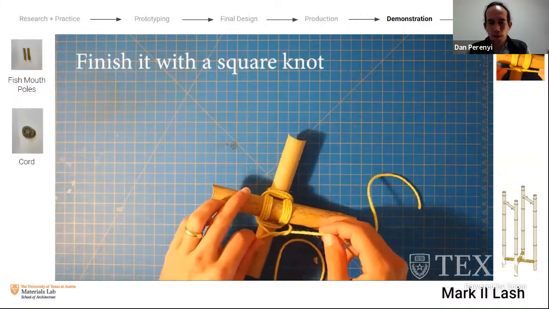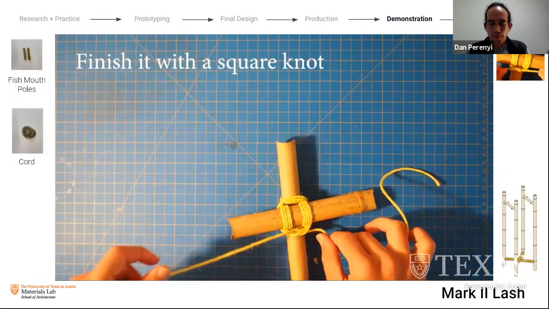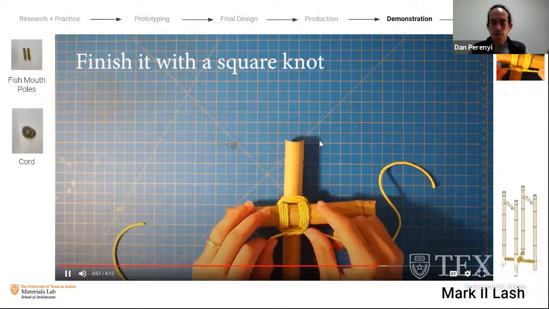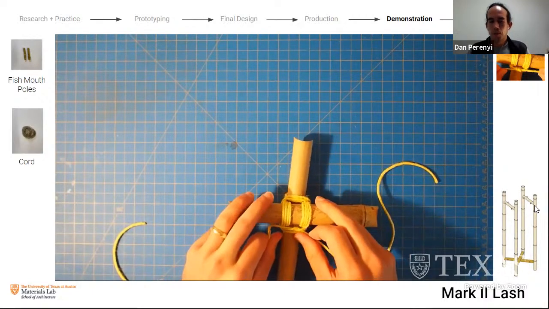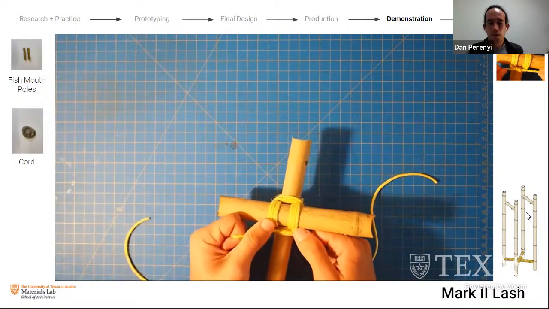So at this point, we're just tying the square knot. And if you're someone who knows a lot about knots, there's a bunch of other ways you could do this. But we're going to do the square knot because that's the one that I know how to do.